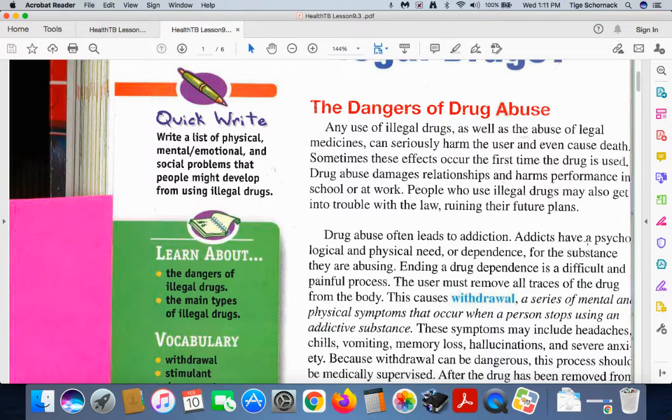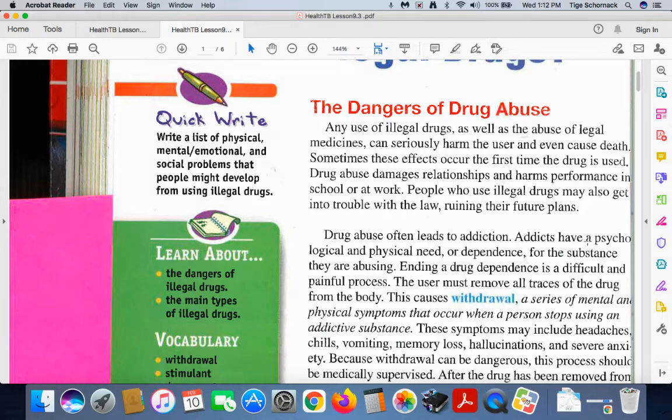The danger of drug abuse. Any use of illegal drugs, as well as the abuse of legal medicines, can seriously harm the user and even cause death. Sometimes these effects occur the first time the drug is used. Drug abuse damages relationships and harms performance in school or at work. People who use illegal drugs may get into trouble with the law, ruining their future plans.